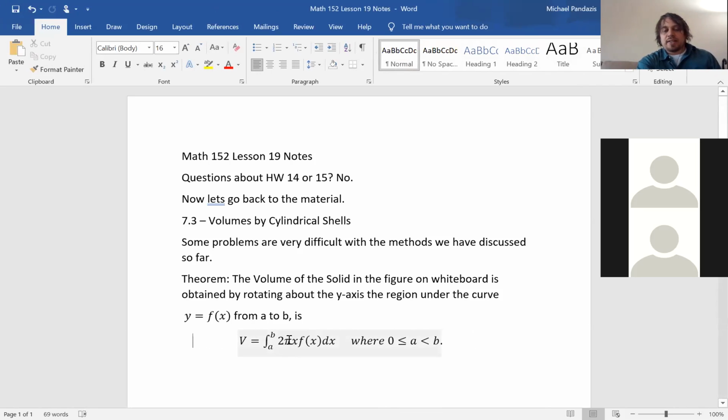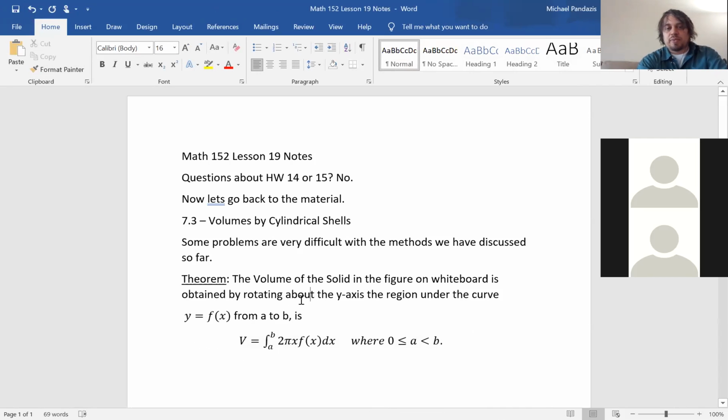Okay, the 2 pi x is like the circumference of the cylinder, and the f of x is like the height. Okay, so I'm going to go back to the picture, and I'm going to illustrate what's happening with this formula. So make sure to write this down, especially this whole theorem. So make sure you have this theorem.